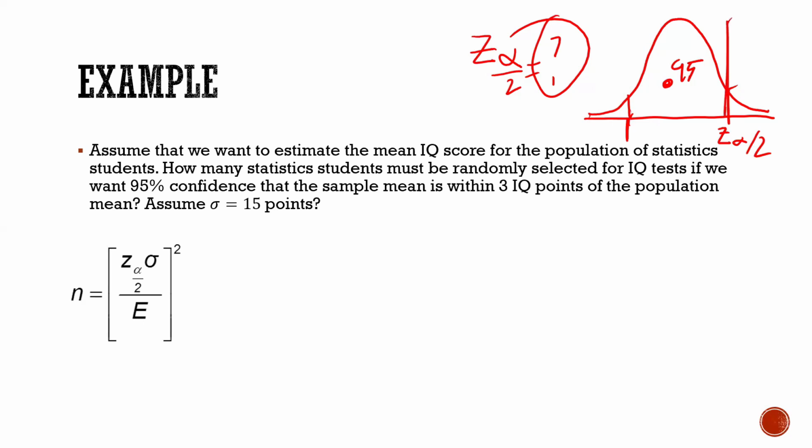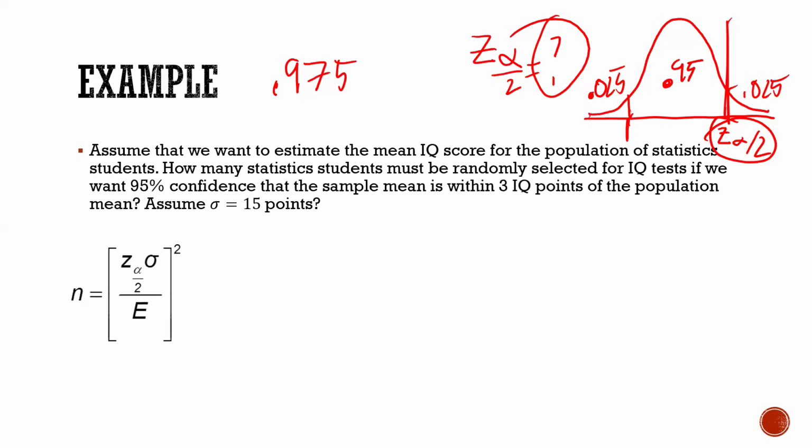So what is going to be the area to the left, class? Is it going to be 95? No, because what's the area in each tail? 0.025. And since we're trying to find this z-score right here, what's the area to the left? Yeah, so 0.975. And is that our z-score or is that the area?